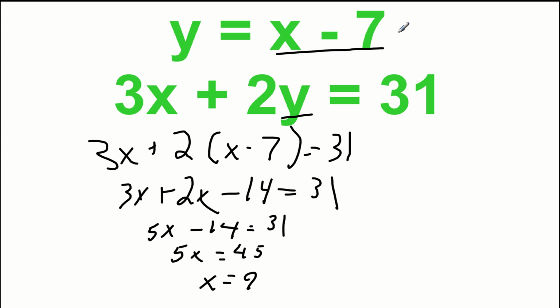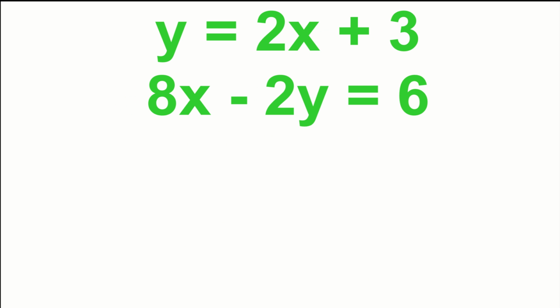If I plug it in up here, that gives me 9 minus 7. 9 minus 7 gives me a y value of 2. So I got x equals 9, y equals 2, 9, 2 if we wrote it as an ordered pair. Any questions? Again, personally, I can do this much faster than I would graph two equations. To me, this is much easier. All right, so y'all give that one a try.